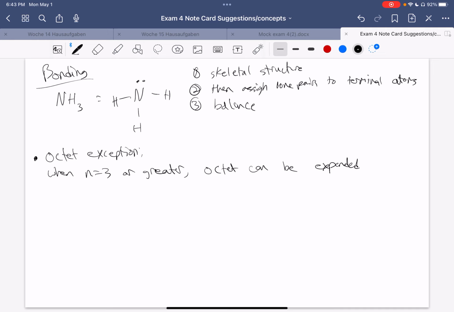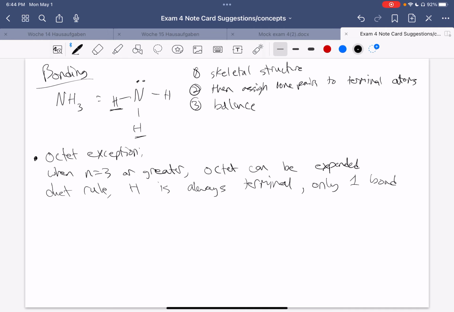And then another thing, duet rule. Hydrogen is always terminal, which means that it's always going to be somewhere over here, on the ends. It's never going to be the central atom because it can only have one bond. And it'll never have lone pairs or anything like that.